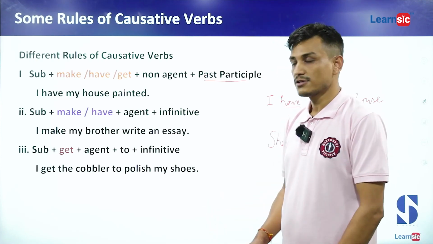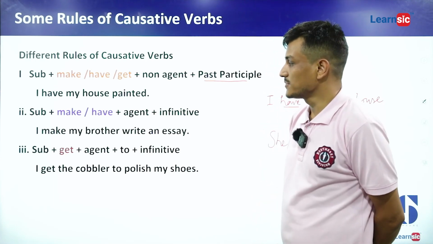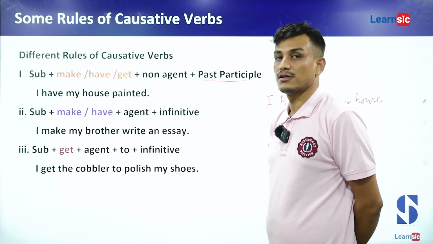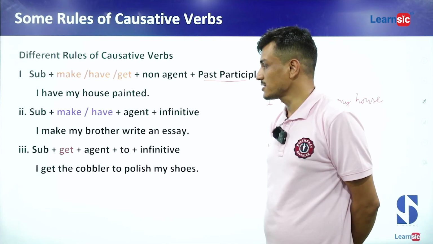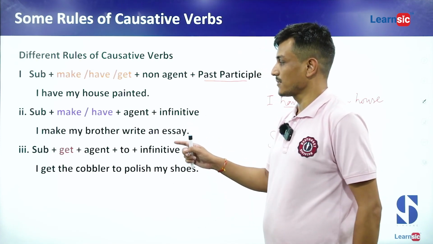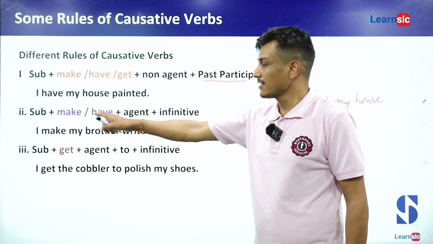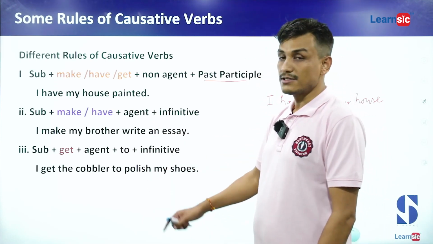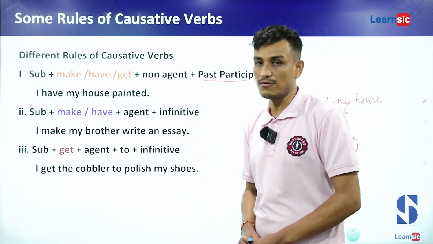So the second one is subject plus make, have plus agent plus infinitive. This is rule number two. You see there, if you bring make and have with an agent, then you should use the infinitive only.